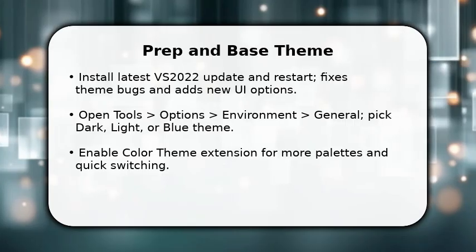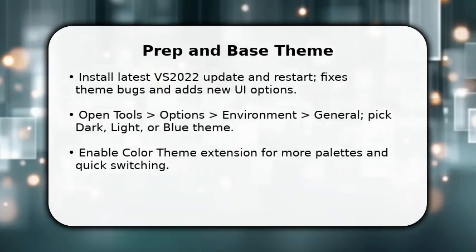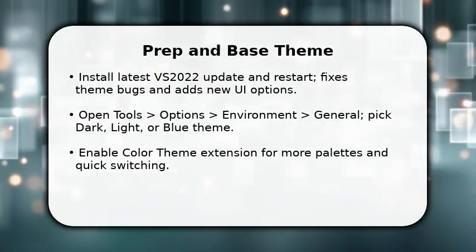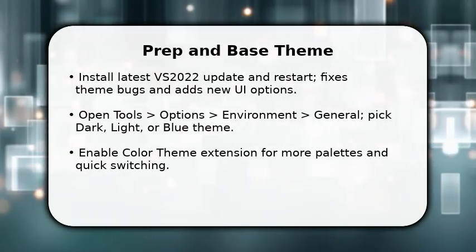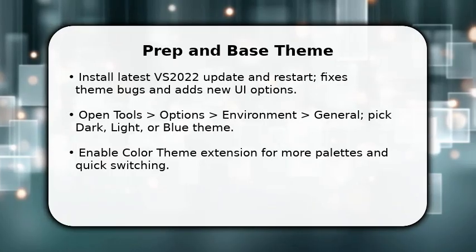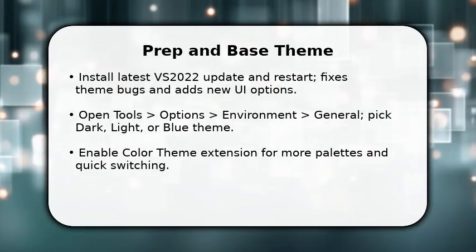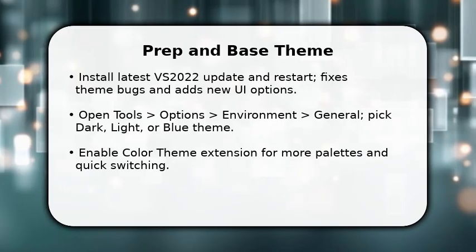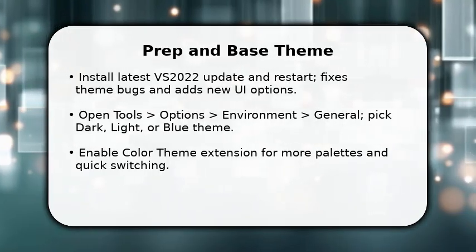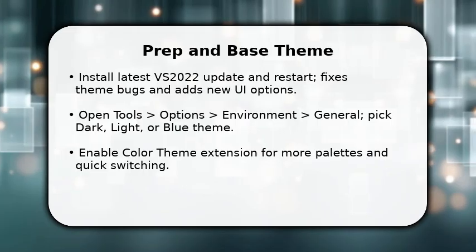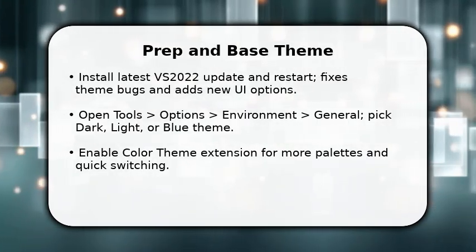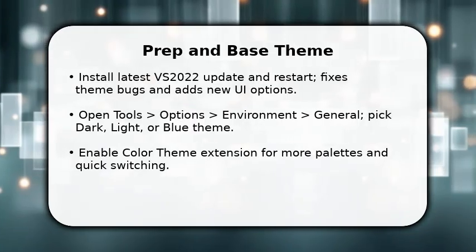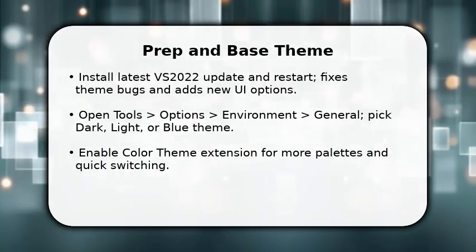You start by making sure Visual Studio is up to date because many visual issues are fixed in updates. Once done, open Tools, Options, Environment, General, and choose a base theme. Dark is easier on eyes for long sessions. Then install the color theme extension to expand palette choices and toggle quickly. This gives you a consistent foundation and prevents later tweaks from conflicting. It also speeds up the rest of the styling process.